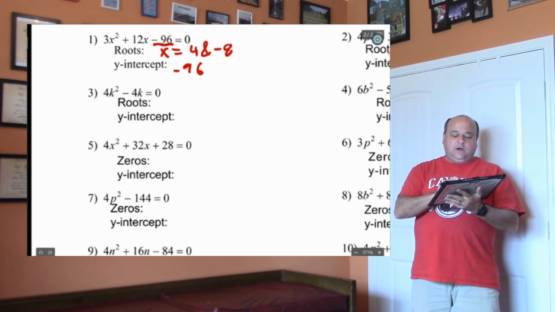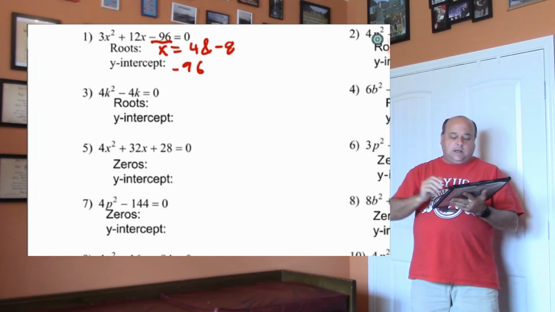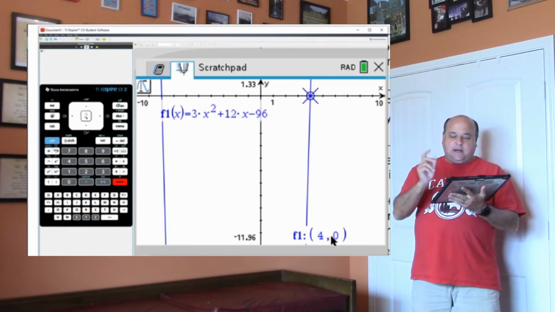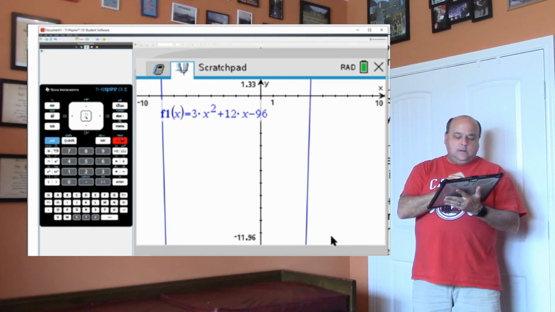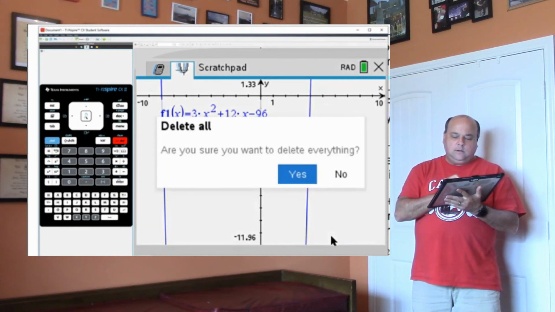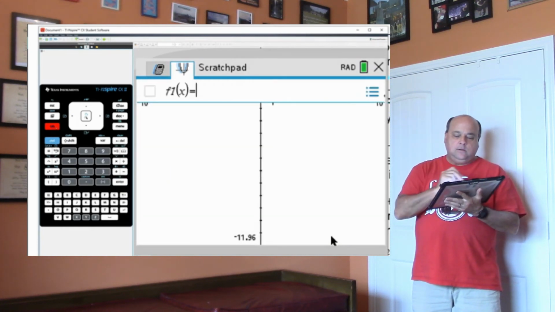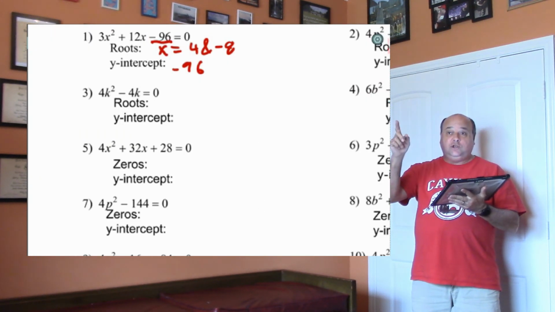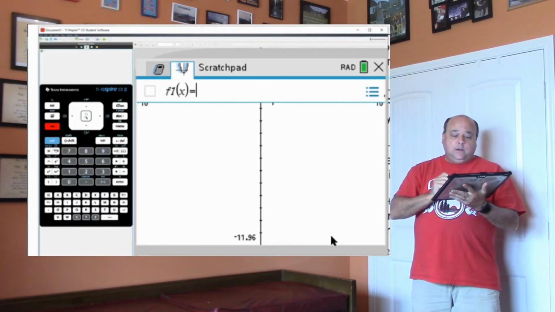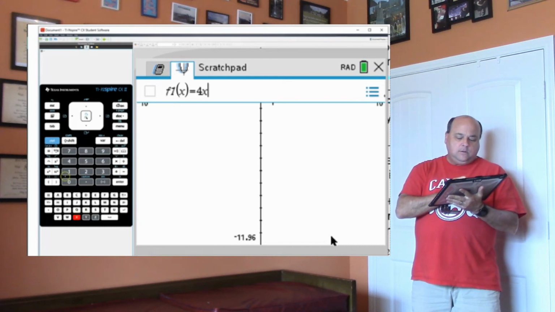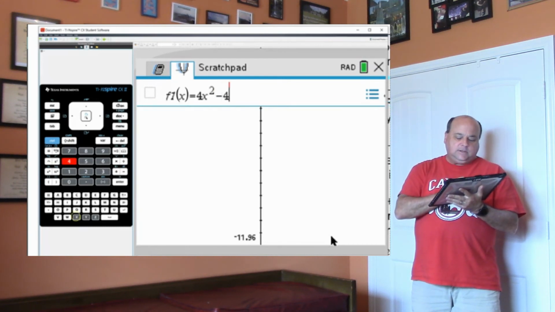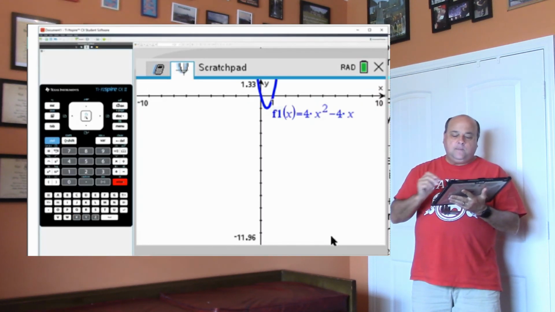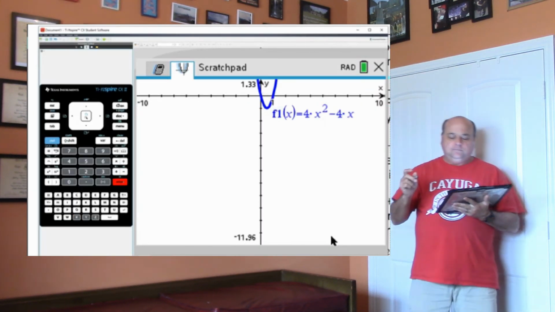I'm going to do number 3 with you and just let you finish up, okay? So on number 3, I'm going to go to the calculator, hit delete, delete, delete, hit enter, then hit the tab button. Now then I'm going to grab 4x squared minus 4x. Always use x, okay? So 4x squared minus 4x. Did I do it right? 4x squared minus 4x. Hit enter. And I got my parabola, okay?